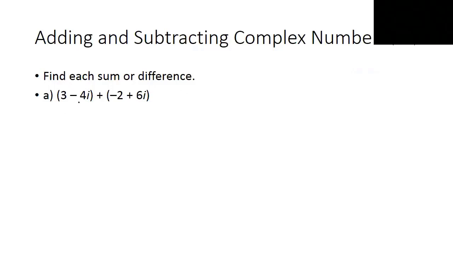So in this case, if I remove the parentheses, 3 and minus 2 can be combined as the real part. 3 minus 2 is equal to 1. And then minus 4i and plus 6i can be combined. So the real part would be 1. The imaginary part would be negative 4 plus 6, which is 2i. So we're writing it in standard form, 1 plus 2i.